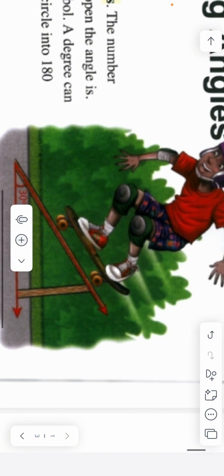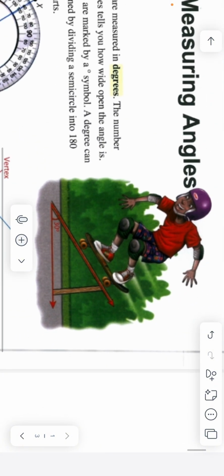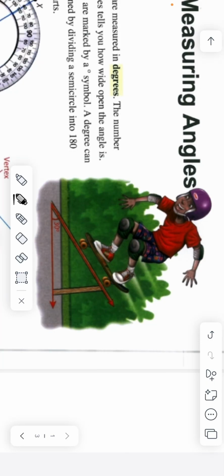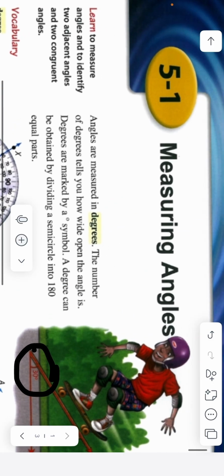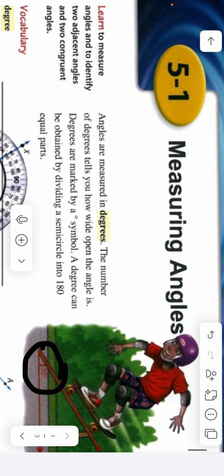If you look at the figure, whenever two line segments meet at a point, which is this point, they make up an angle. And the angle over here in the figure is 30 degrees. So this is an angle.